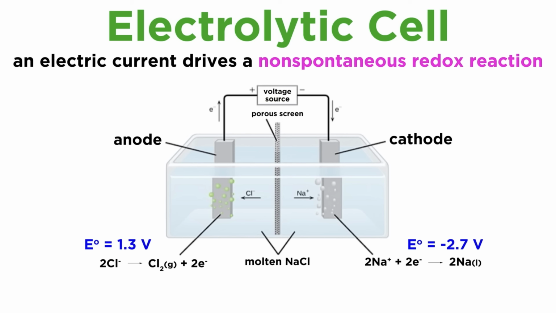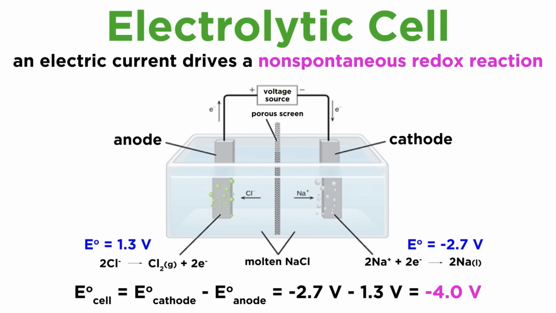We can see why this is the case if we look at the half reactions associated with this cell. The E cell for the overall reaction is negative 4 volts, and this is why this is the minimum voltage that must be applied in order to drive the reaction.